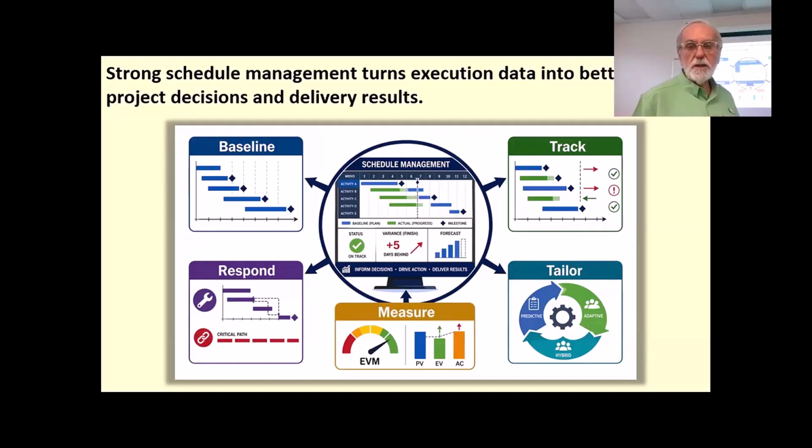We also looked at several response options, including critical path awareness, crashing, fast tracking, resource leveling, resequencing, and buffers. The larger lesson here is that not every schedule problem should be handled the same way. A good project manager diagnoses the source of the pressure and chooses the response that fits the actual situation. And finally, we connected schedule performance with the baselines, earned value, forecasting, and different delivery approaches. And whether the project is predictive, adaptive, or hybrid, schedule management remains one of the clearest ways to turn execution activity into informed decisions and more reliable delivery performance.